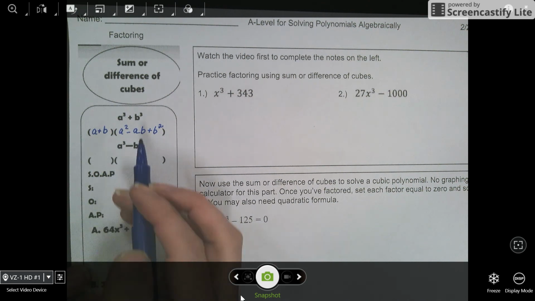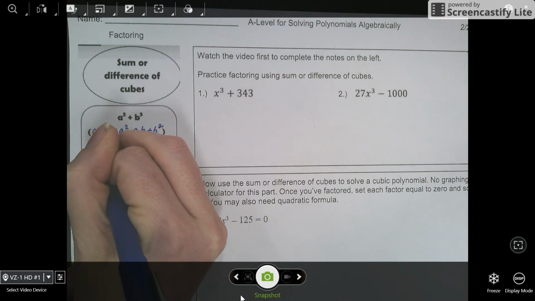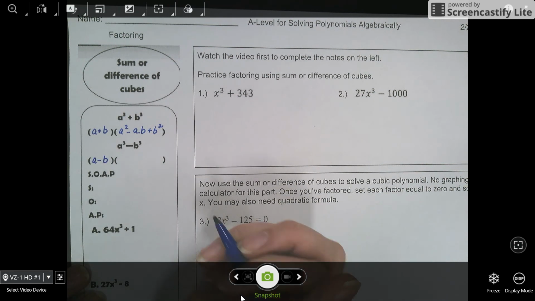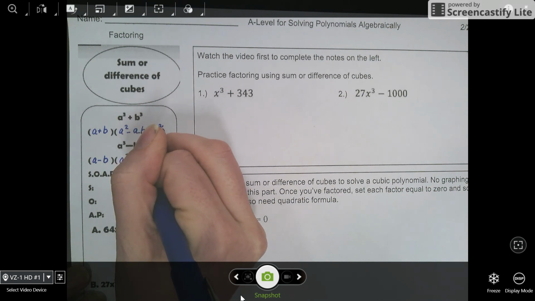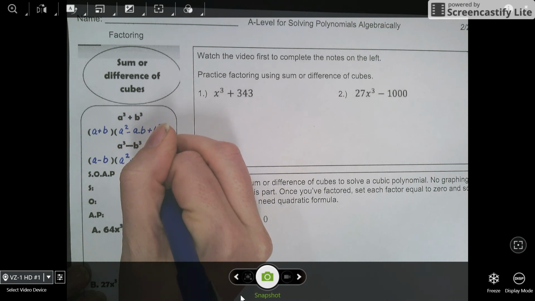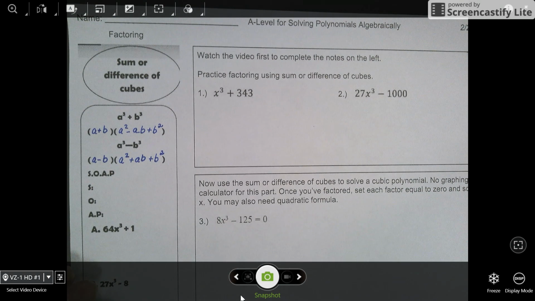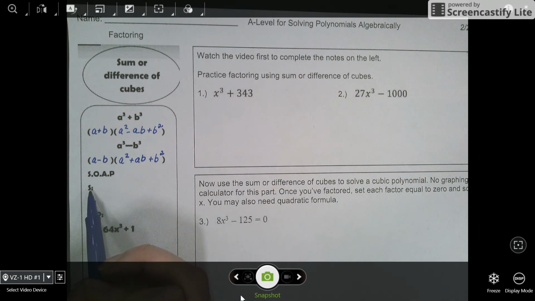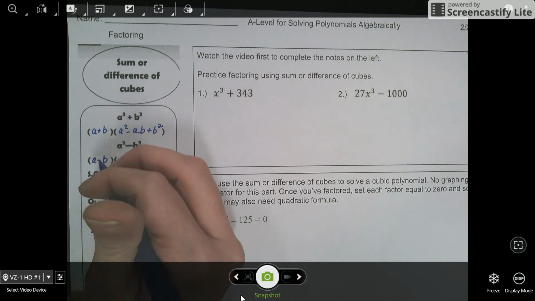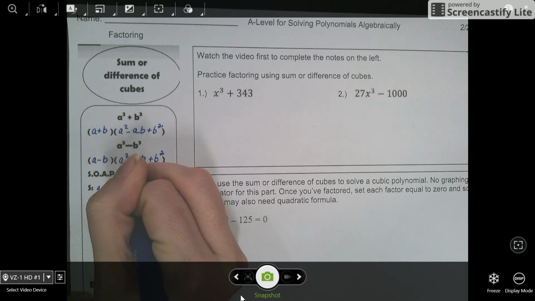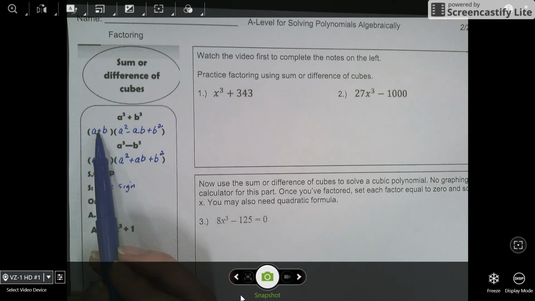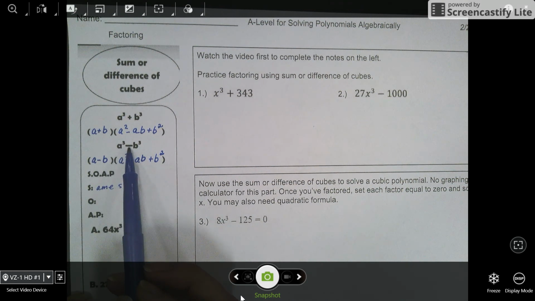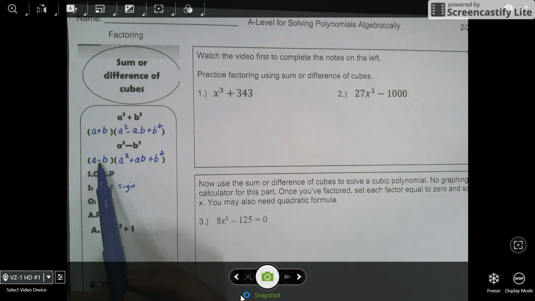Here's the difference of cubes, and it's going to be a minus b, and then a squared plus ab, or a times b, plus b squared. Okay, and there's a way to remember this, and the way to remember that is SOAP, S-O-A-P. So what does that stand for? Same sign. So if this is the sum of cubes, the first sign is the same sign. If this is the difference of cubes, the first sign is the same sign.